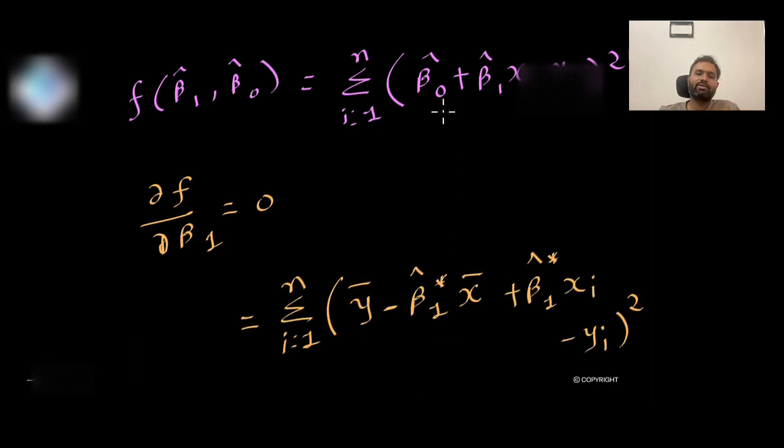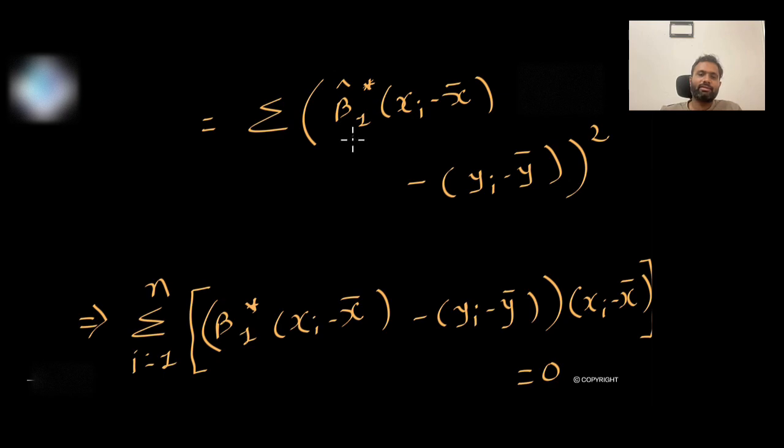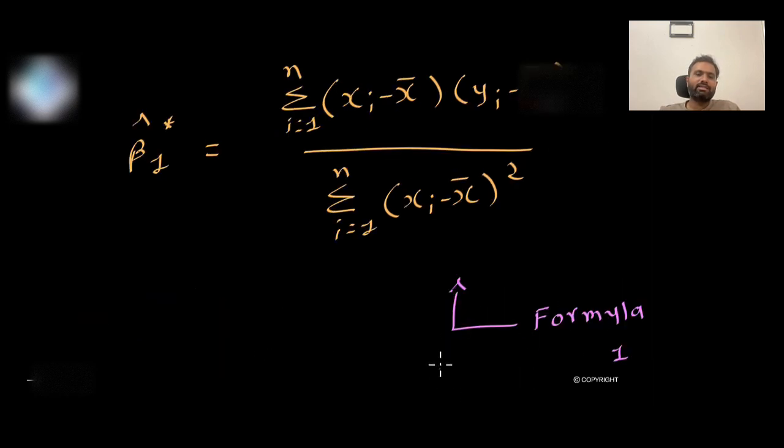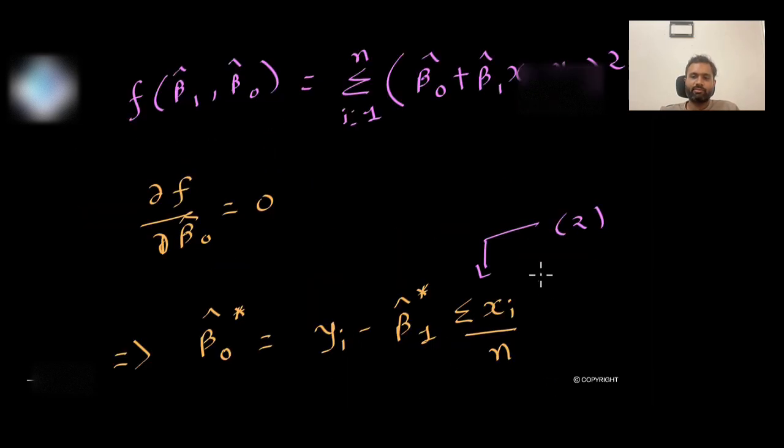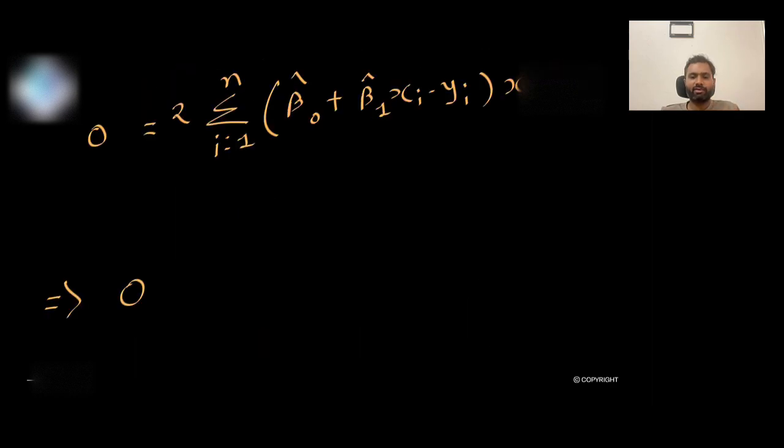Now beta 0 hat star you can replace with y bar, the mean of the y's, and x bar is the mean of the x's, with beta 1 hat star there. Now you want to take the partial differentiation with respect to beta 1 hat and equate with 0. You simplify this entire equation and you will arrive at this particular formula. Please see that beta 1 hat star can be calculated using this formula. This is formula 1 and this is formula 2, both are extremely important. You should know that. So given some y i's and x i's, you can directly calculate beta 0 hat star and beta 1 hat star using this formula.